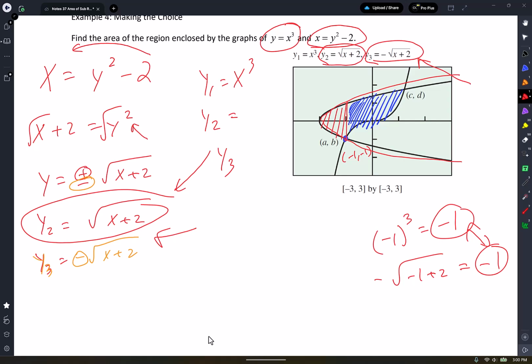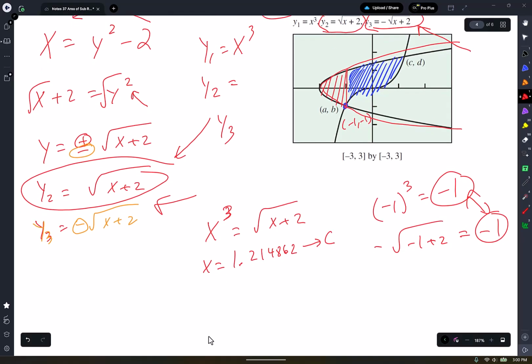So when you're taking the AP exam, you're going to say x cubed equals the square root of x plus 2. And then in the bottom, you're just going to go x equals, and you're going to give me that number, 1.214862, and I'm going to put the arrow, and I'm going to store it like that to C. And now I can just say the letter C.